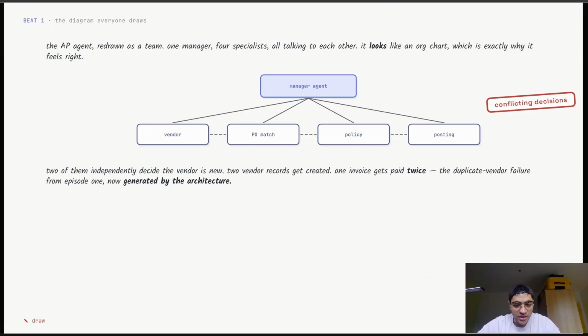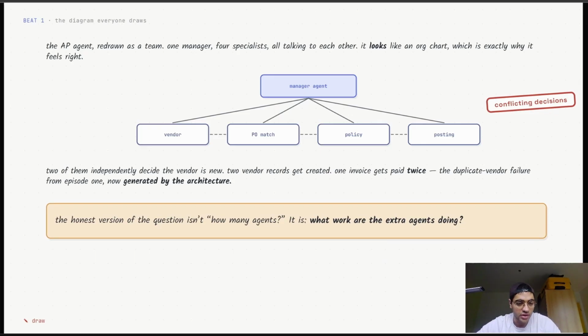And that's the duplicate vendor failure from episode 1. Except now the architecture generated it. So it's not coming from a mistake in the input, for example. It's really coming from a mistake in our architecture.